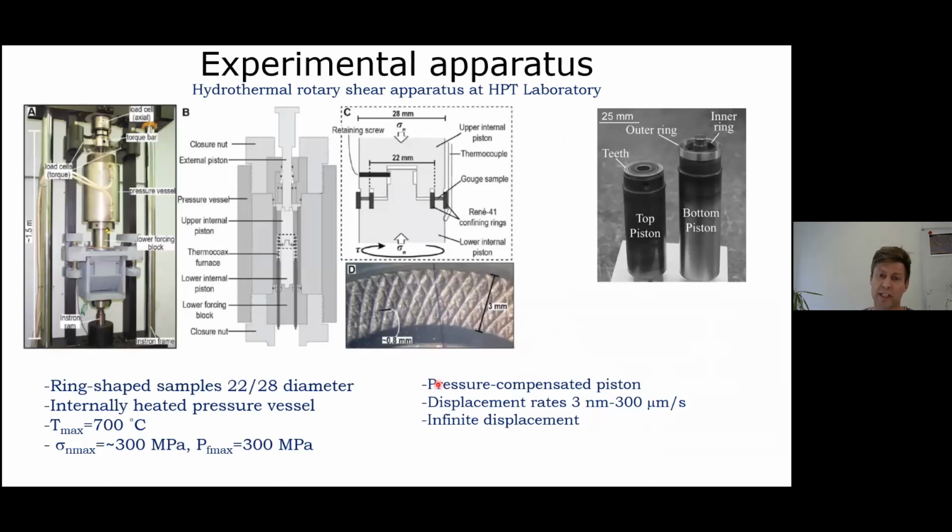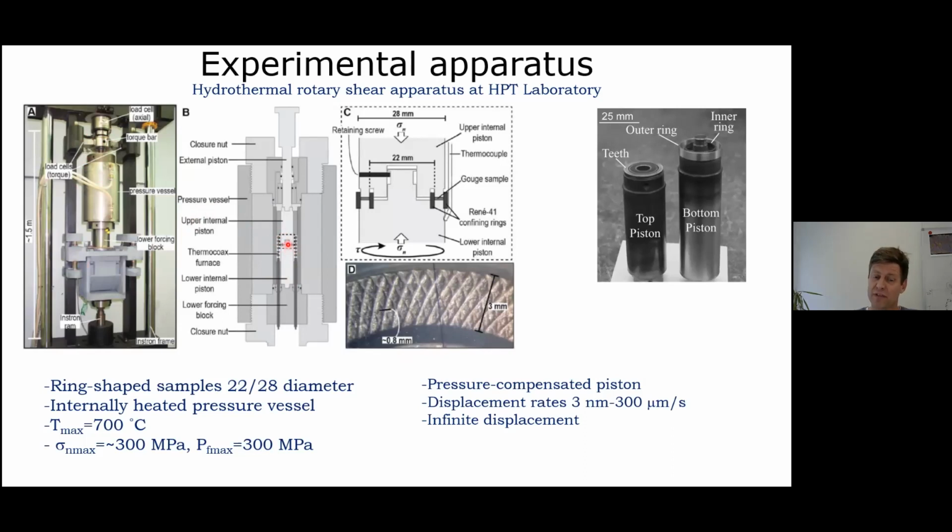Now, how do we do these experiments? For these experiments, we used this hydrothermal rotary shear apparatus here at the high pressure and temperature lab in Utrecht. It's a unique apparatus. It's the only one in the world. It is unique because we have an internal furnace, which allows us to heat up our sample to temperatures of 700 degrees. You can even reach 750, really push it.